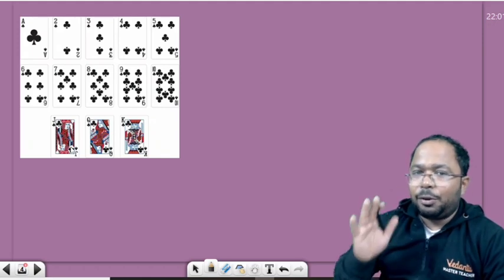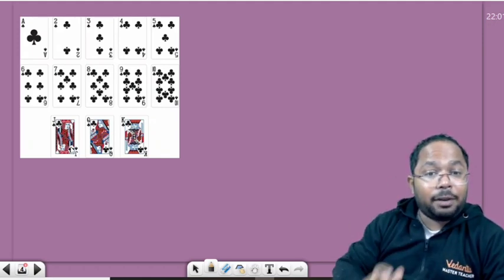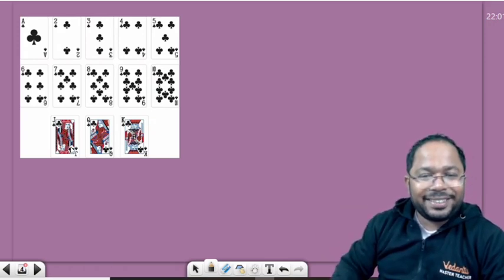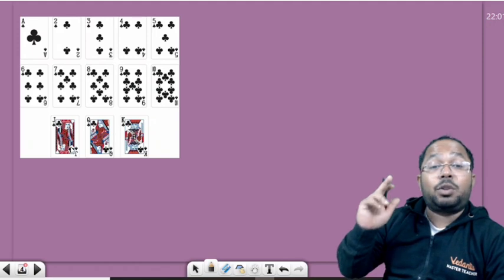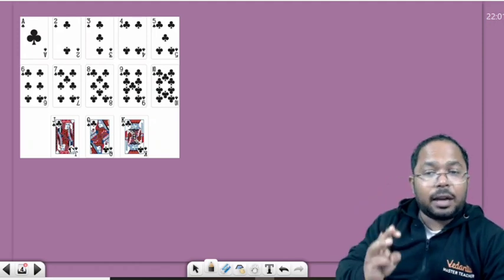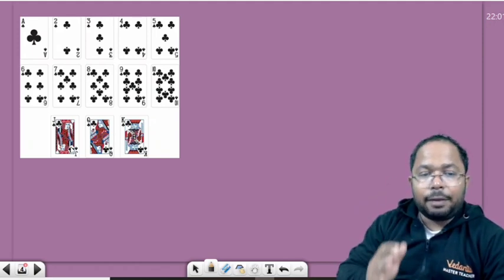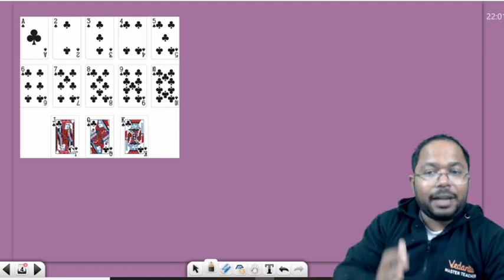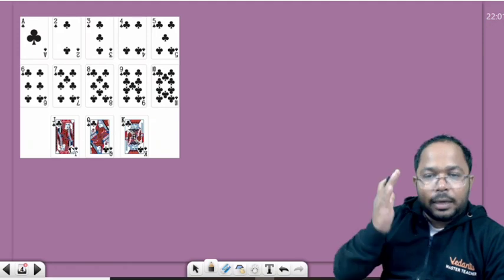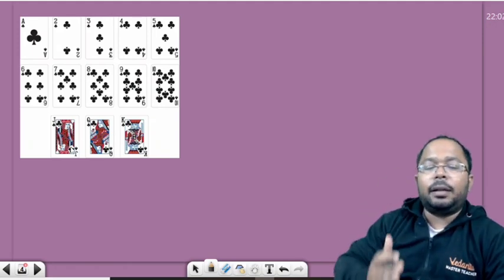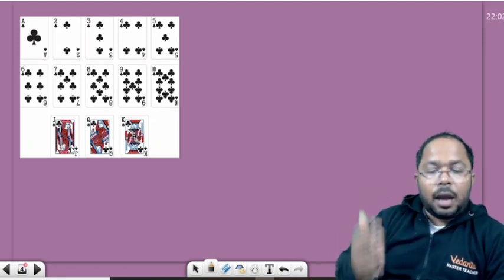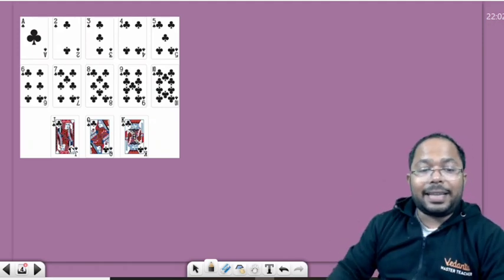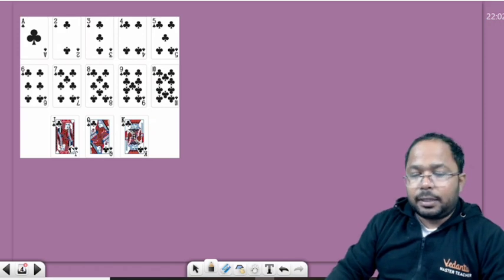Now students, can you tell me how many such cards there would be where J, Q and K would be written? Can you write in the comment box? Yes, absolutely. It's 12, because there will be three cards in each suit. Clubs have three face cards, spade has three face cards, diamond has three face cards, and hearts also has three face cards. So in total, we say there are 12 face cards.